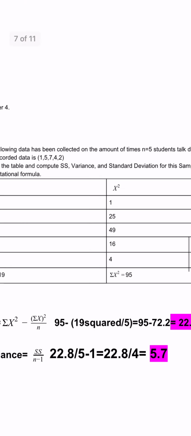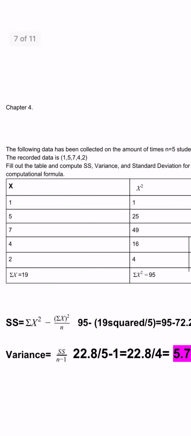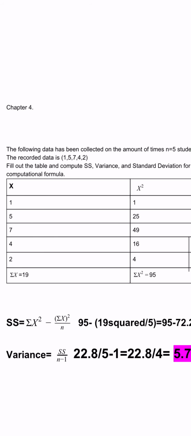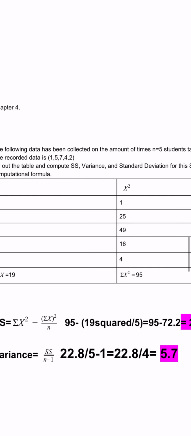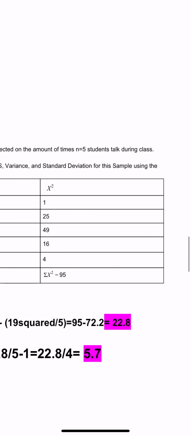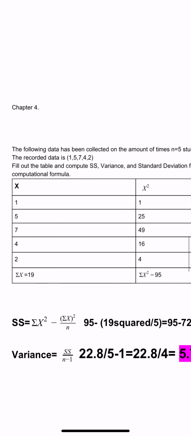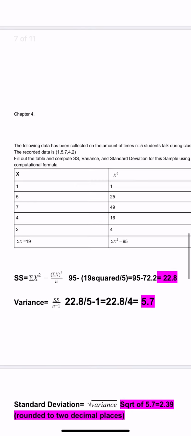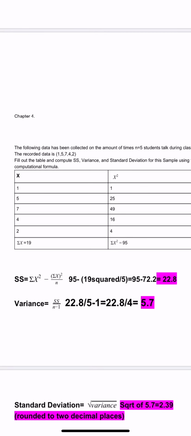Chapter 4. The following data has been collected on the number of times n equals 5 students talk during class. The recorded data is 1, 5, 7, 4, 2. Fill out the table and compute SS, also known as sum of squares, variance, and standard deviation for this sample using the computational formula. When we use the computational formula, we first want to get the sum of x and the sum of x squared.